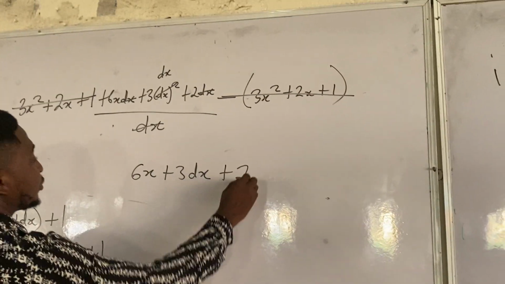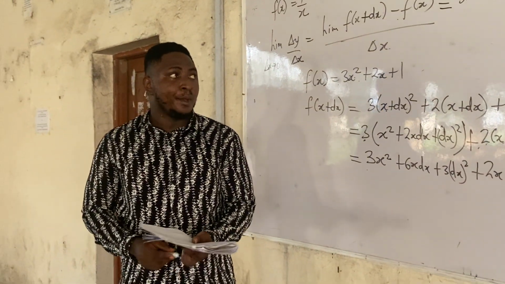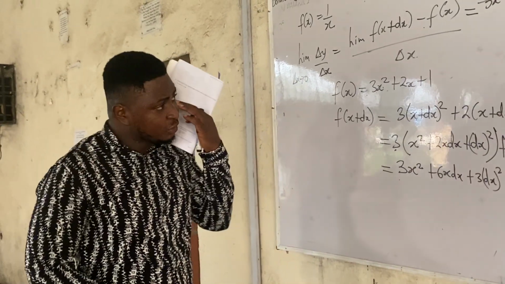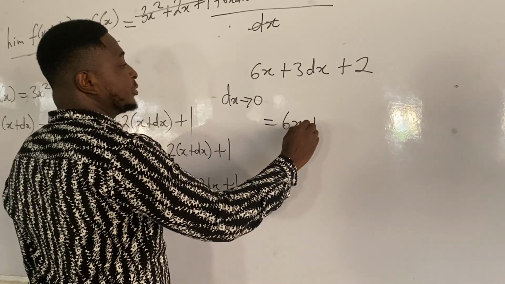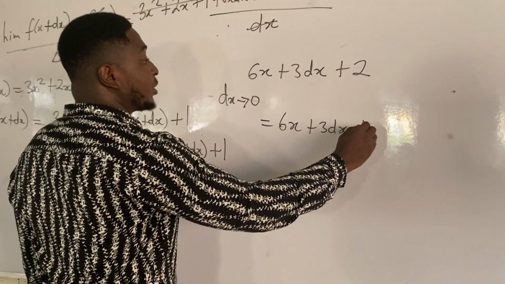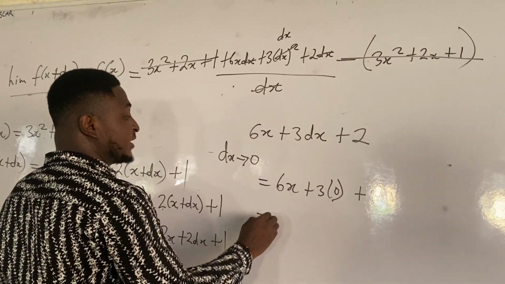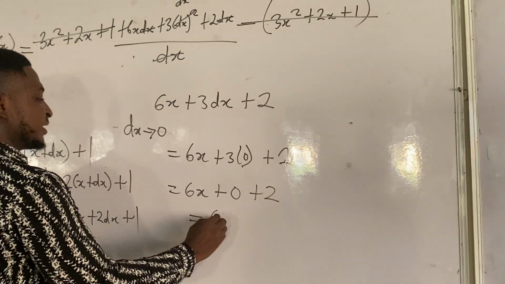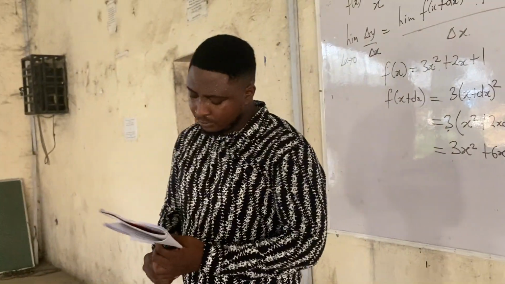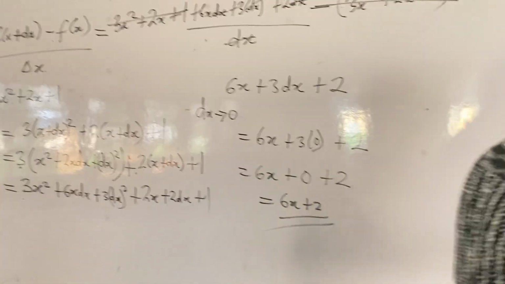As dx tends to 0 means anywhere we see dx, we put 0. This will be 6x plus 3 into bracket 0, since dx is 0, right? Plus 2. 3 times 0 is 0, so we have 6x plus 0 plus 2, which is 6x plus 2, and this is the final answer. Now moving forward, activity 4.2 still has I and II.